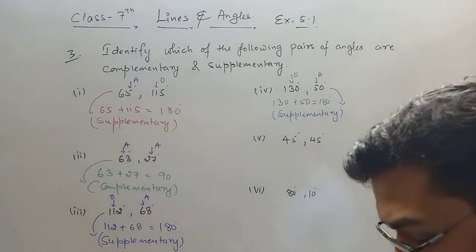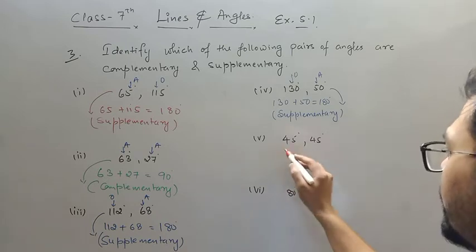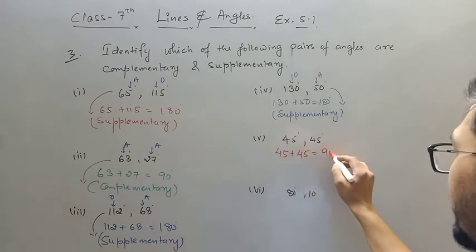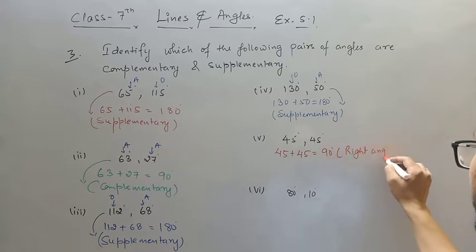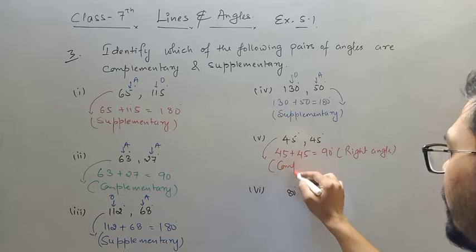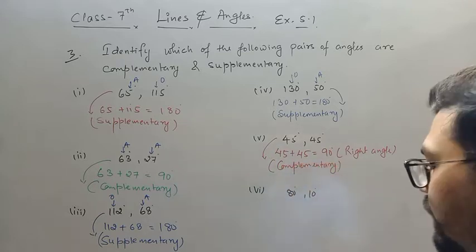Now go for 45 plus 45. It's a right angle, or you can write complementary angles. So 45 plus 45 will give you 90, so it's a right angle, or you can simply say it's a pair of complementary angles.